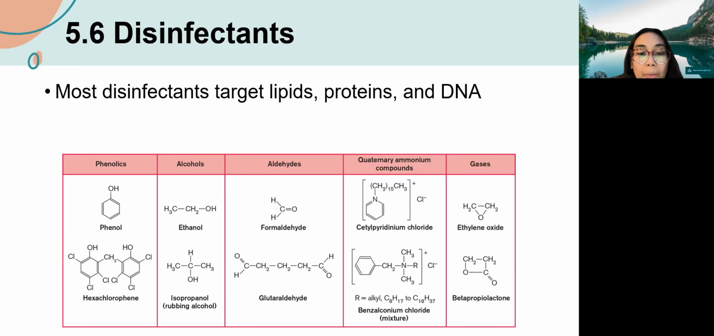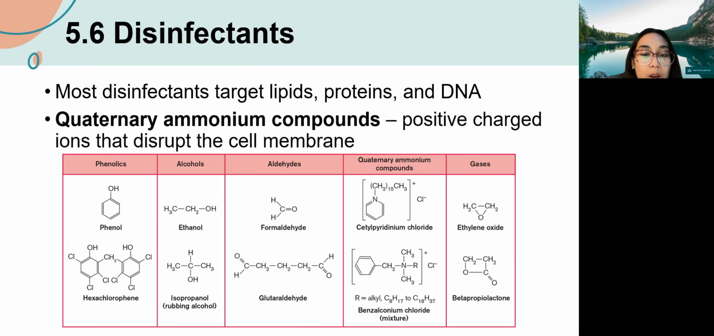Then there's the quaternary ammonium compounds. So they're here in the 4th part of this table. And these guys are positively charged ions, as you can see. And when they come into contact with the bacteria, they actually disrupt the cell membrane. The cell membrane becomes almost completely wiggly, and then the bacteria explodes. So really effective way of getting rid of these guys.